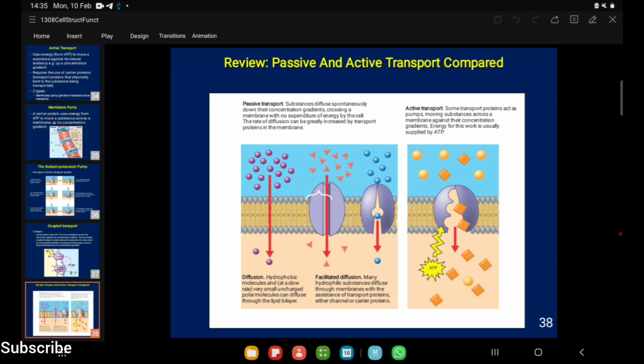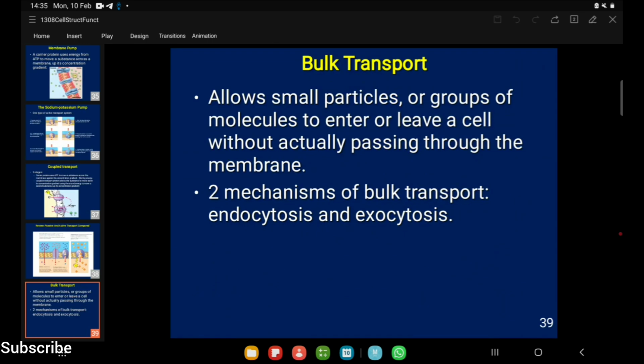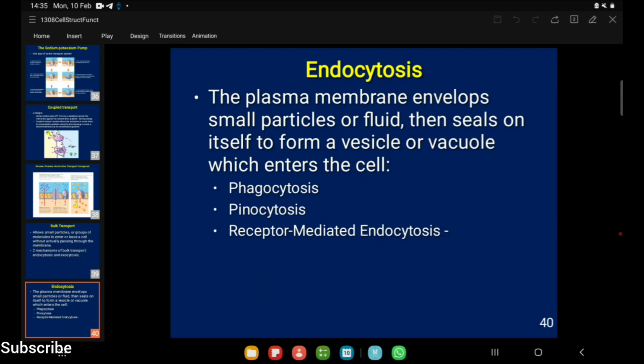Here is the review of the passive and active transport compared. Next is the bulk transport, which allows small particles or groups of molecules to enter or leave a cell without actually passing through the membrane. There are two mechanisms of bulk transport, endocytosis and exocytosis.